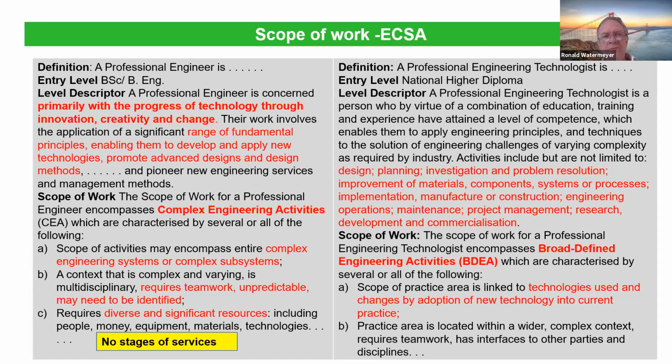And then they bring into the scope of work the whole issue of complex engineering activities, and then give a whole lot of tests as to what is a complex engineering activity. Then to differentiate with the professional engineering technologist, they say the person, by virtue of his competence, etc., can perform design, planning, investigation, problem resolution, improvement of materials, components, systems of processes, implementation, manufacturing or construction, engineering operation, maintenance, project management, research development, and commercialization. And then they say the scope of work is broadly defined engineering activities.